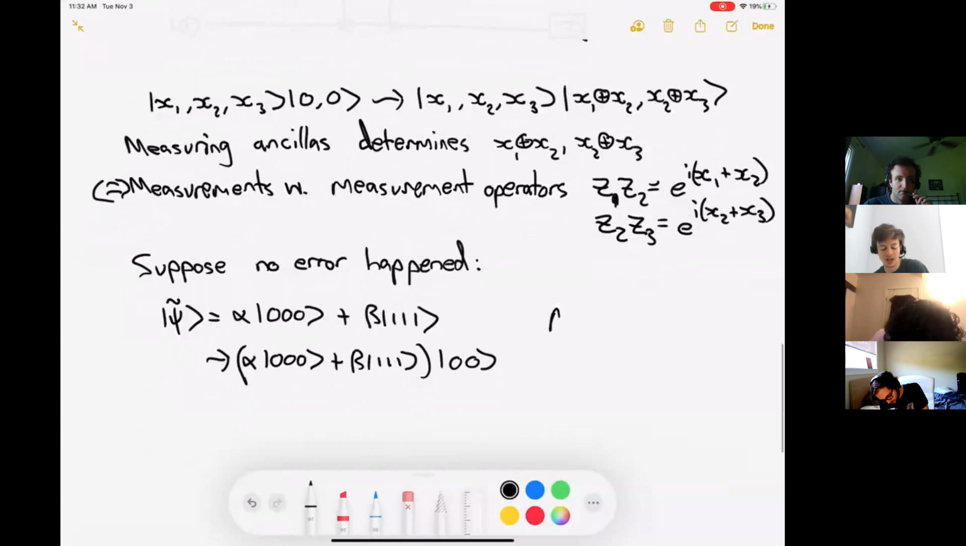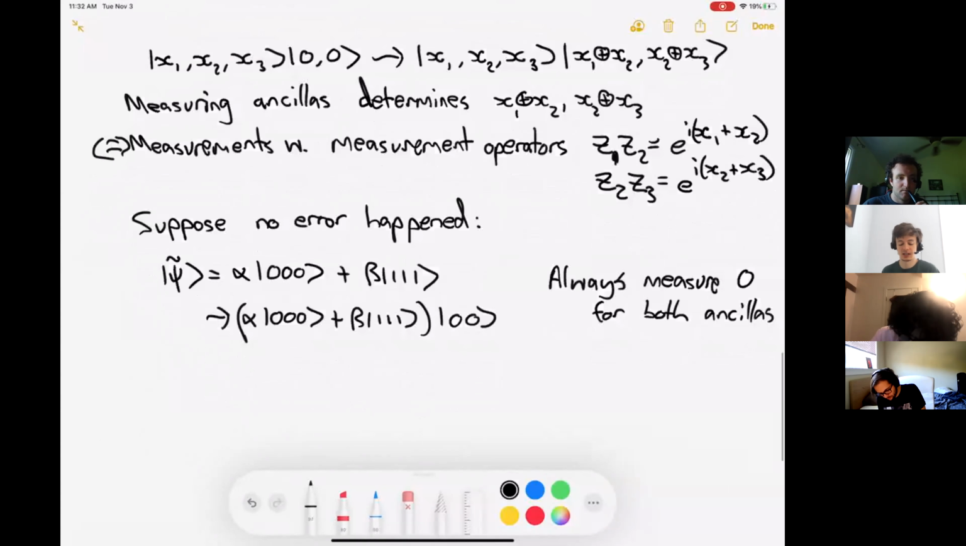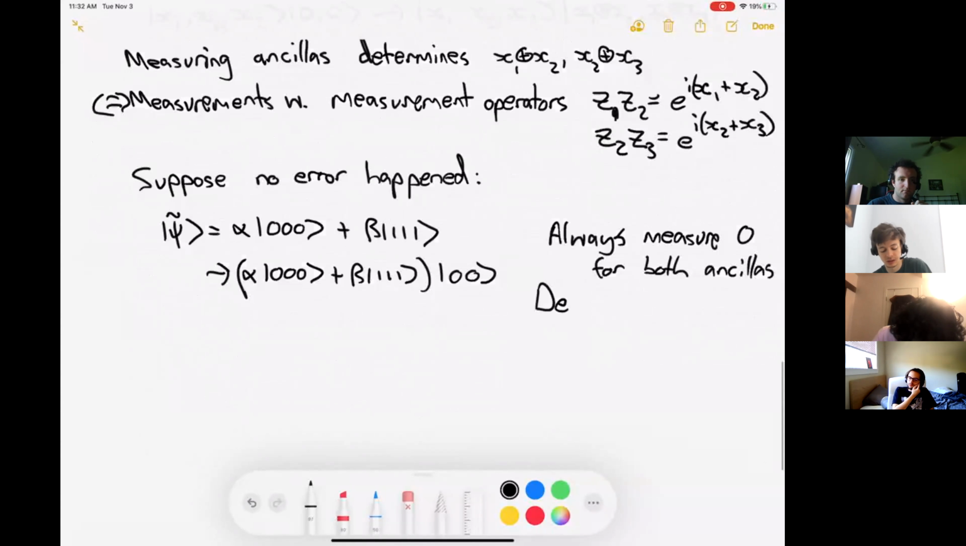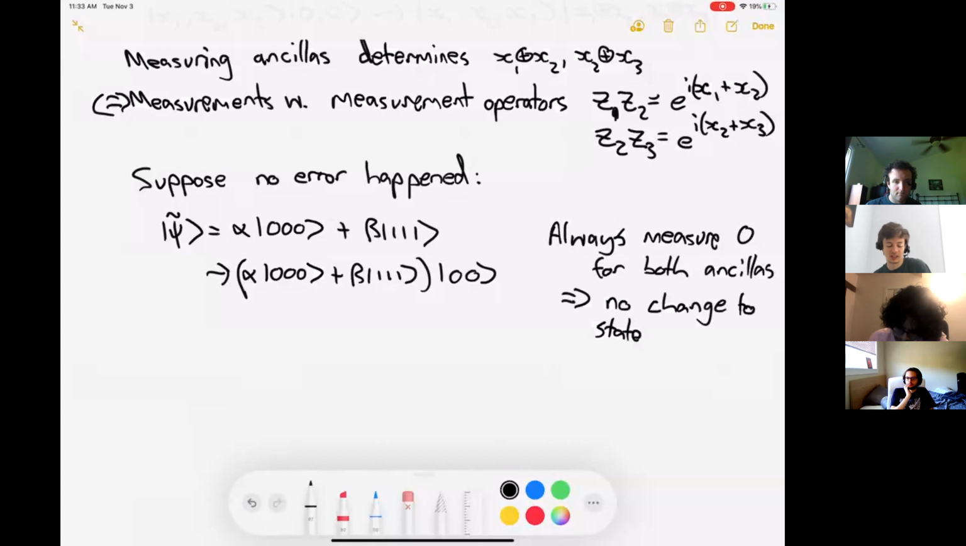So we're always going to measure 0 for both the ancillas. And once we measure 0, because it's a deterministic measurement, because we always get the same measurement outcome, there's no change to the state after measurement. And we have our original state psi tilde, which, maybe not very surprising, because nothing had happened to it in the first place.